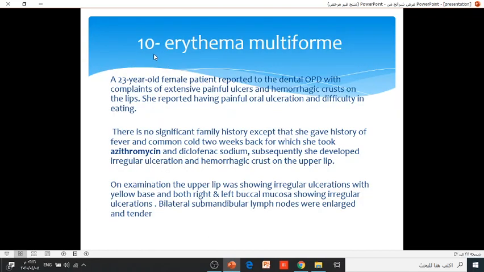Some medications could cause erythema multiforme. This is a case of a 23-year-old female patient who reported to the dental clinic with extensive painful ulcers and hemorrhagic crust on the lips and difficulty in eating. She had a history of common cold 2 weeks ago. She took azithromycin and diclofenac sodium for that.